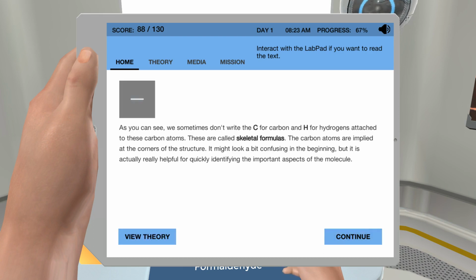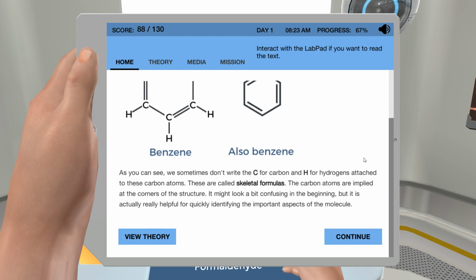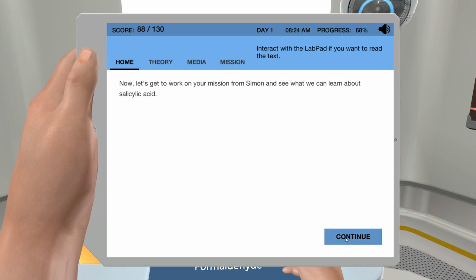As you can see, we sometimes don't write the C for carbon and H for hydrogens attached to these carbon atoms. These are called skeletal formulas. The carbon atoms are implied at the corners of the structure. It might look a bit confusing in the beginning, but it is actually really helpful for quickly identifying the important aspects of the molecule. Now, let's get to work on your mission from Simon and see what we can learn about salicylic acid.